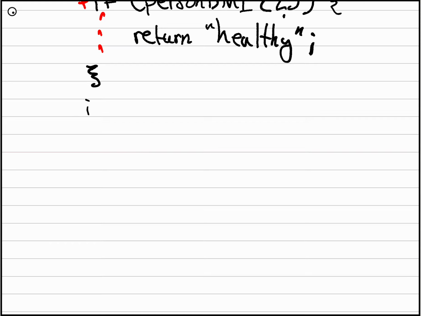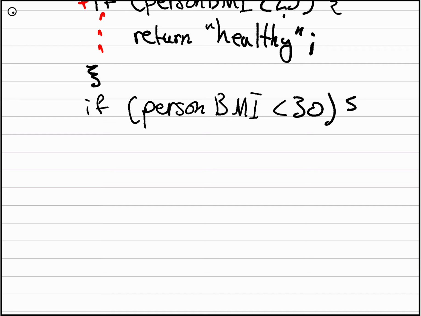So then we make another branch saying if person BMI less than 30, then we want to return. So how much is their BMI right now? It's more than 25 and less than 30. Exactly. And that is considered overweight.